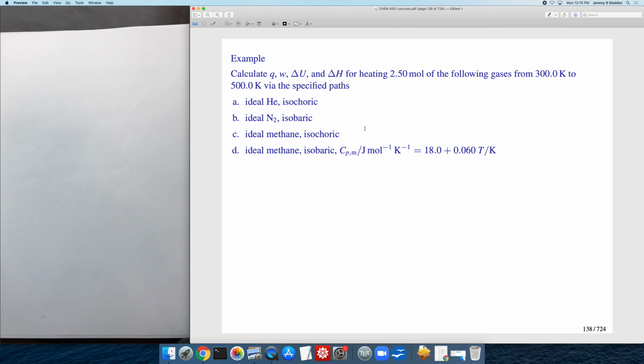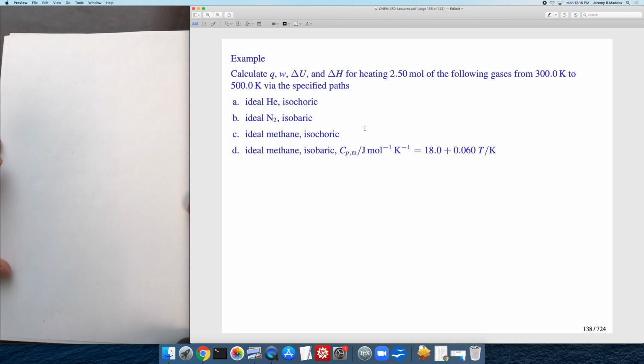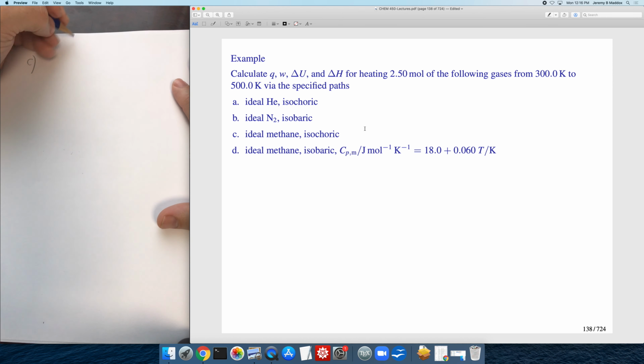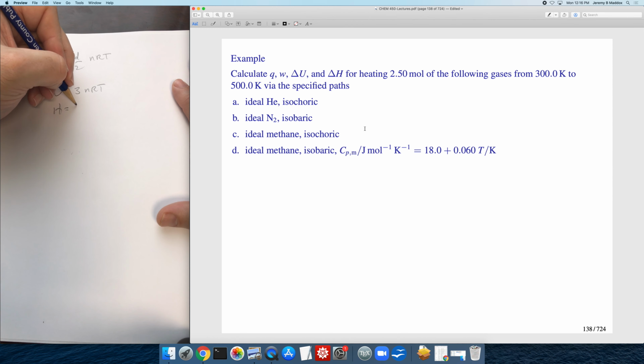For part C, we're dealing with a polyatomic, again isochoric. So what we'll get is that now, in this case, looking at this formula here for the internal energy for methane, D equals 6, and so we're going to have 3 nRT, and then for H it's going to be 4 nRT.